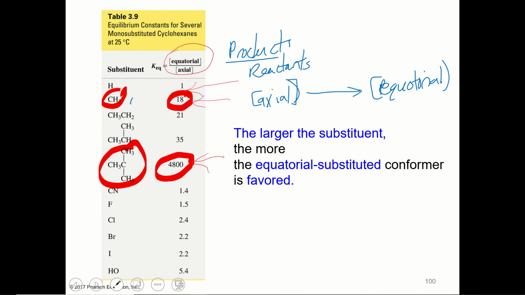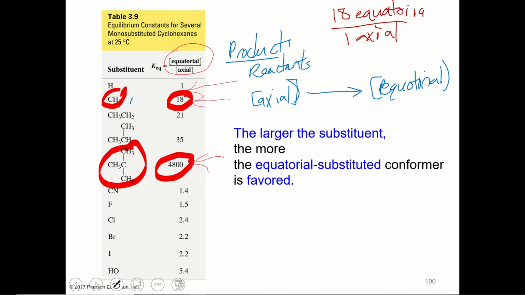What does that mean? That means 18 to 1. The methyl group will be equatorial 18 times versus 1 time being axial. That's the ratio of equatorial to axial. So it favors equatorial 18 to 1. And as we increase in substituent size to ethyl, the preference for the equatorial position goes up as the group gets larger. So then we have 21 to 1 favoring equatorial. We get to an isopropyl group, a propyl group that is connected at carbon 2 of the propyl, and we get to favoring the equatorial position versus the axial position 35 to 1.